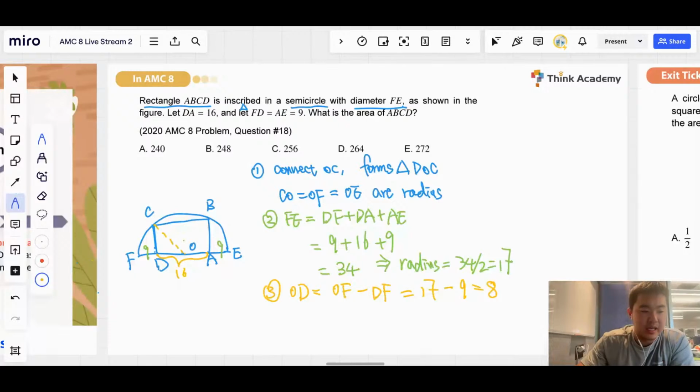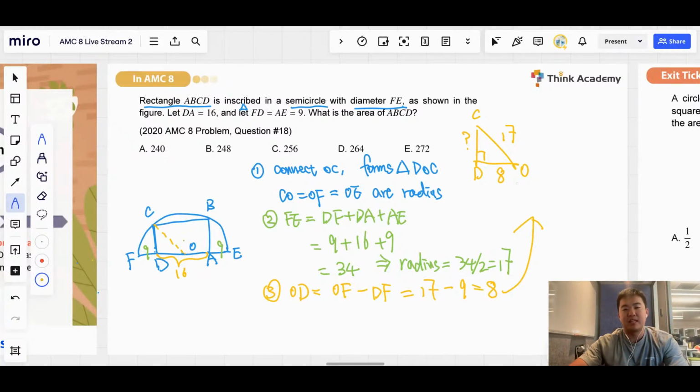So OD is 8. Now, let me write here for more space. Think about the Pythagoras theorem. Given that this is a right triangle, C, D, and O, okay? We now know OC, which is another radius, is 17, and OD, which we found to be 8. We can definitely solve for the length of the line segment CD, right?